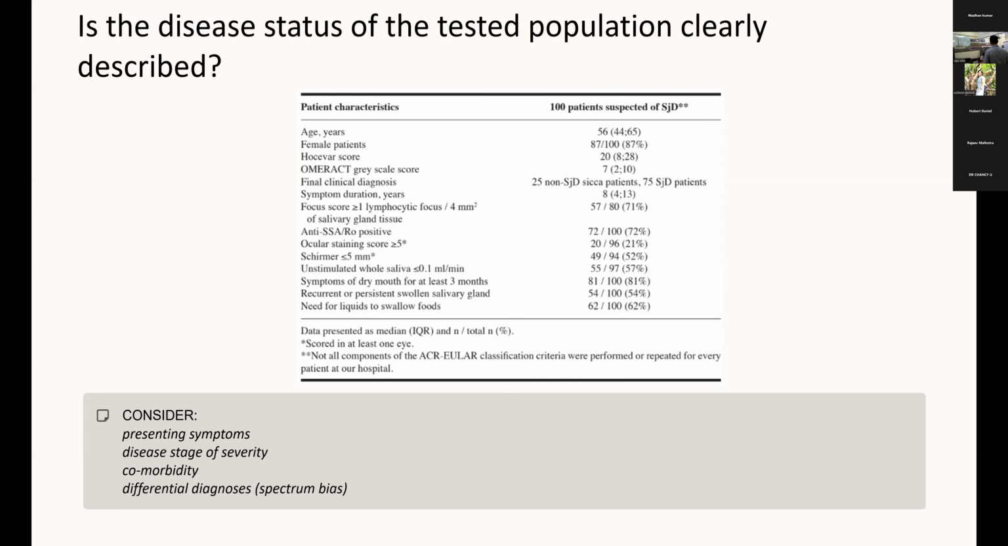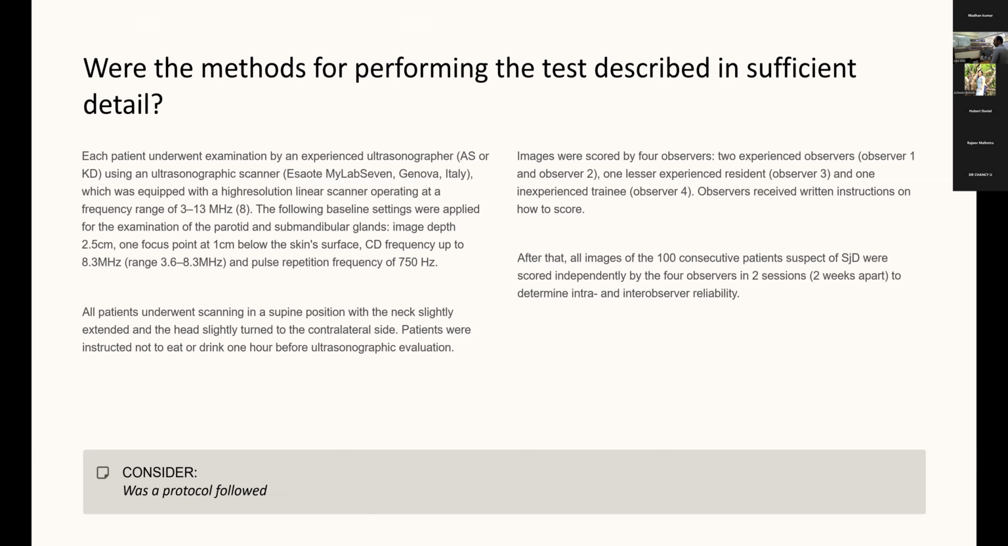But by and large, these are findings that are common to a generalizable population of patients with Sjogren's disease. So, were the methods for performing the test described in sufficient detail? They've described in great detail the probe used, the position of the patient, and the depth of the scan. All patients were also instructed not to consume any water or fluids 1 hour prior to the ultrasonographic evaluation.